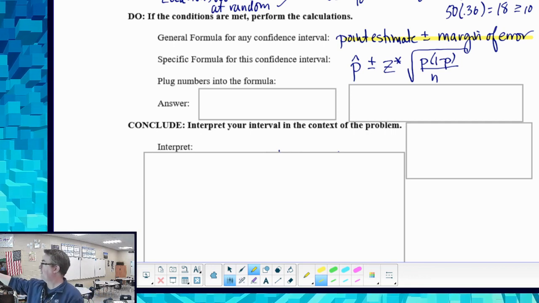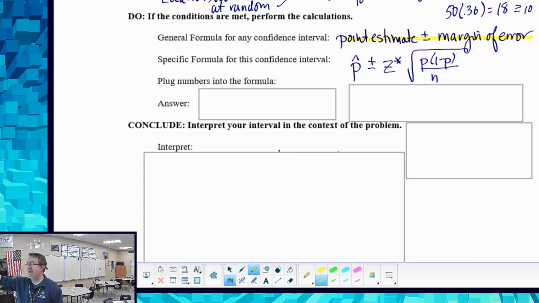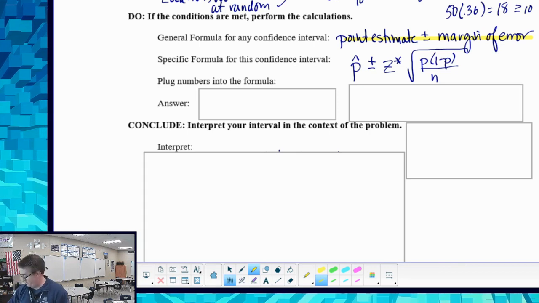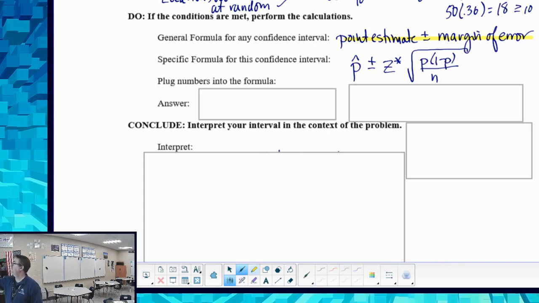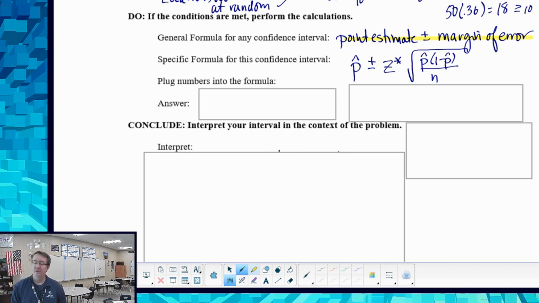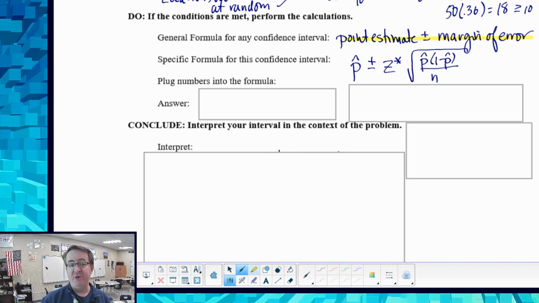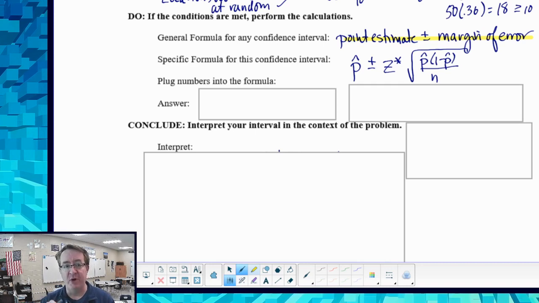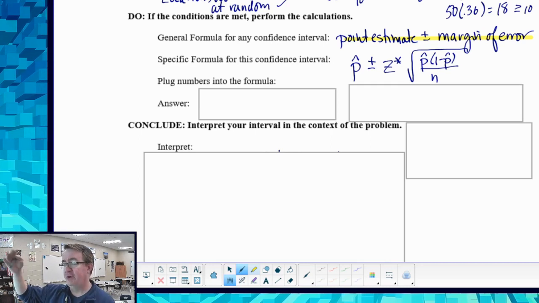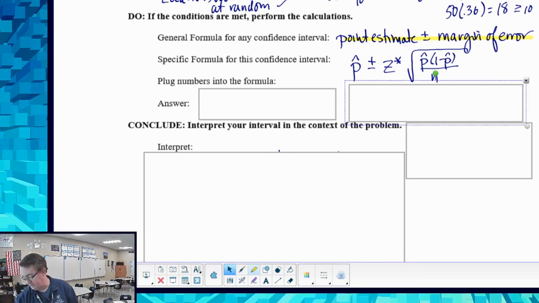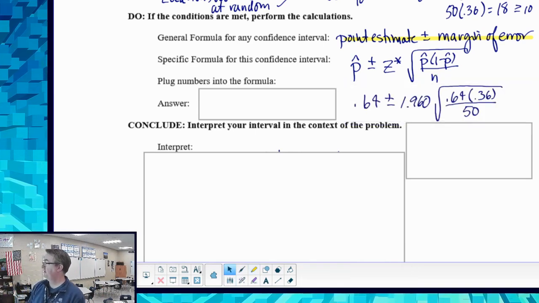So the formula, like we talked about in the previous lesson, is p hat plus or minus z star times the standard error, square root of p hat times (1 minus p hat) all over n. Sorry, those should be p hats. After you do that, you need to plug the numbers in. You don't have to show all of your work, but you need to show the beginning of your work and the final answer. So here is everything plugged in.